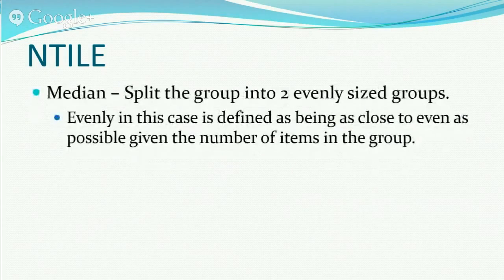So Ntile is a way to break result sets into different chunks or different subgroups. Think of it as if you had a group and you established the median: everything below the median would be one group, everything above the median would be another group. It would be 2 evenly sized groups, plus or minus 1, depending on whether there's an odd number in the group or not. So it's as close to even as possible given the numbers we've got.